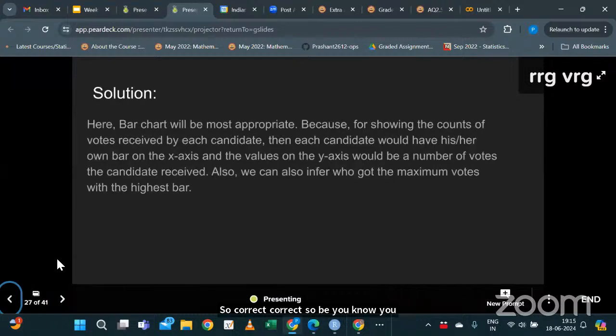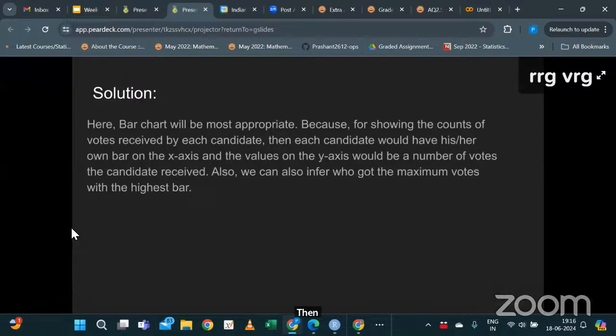In the question, it was asked for the number of votes. If it had been the ratio or percentage of votes, then you can go with the pie chart.